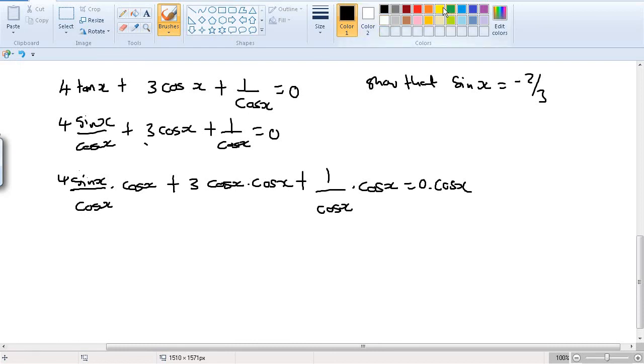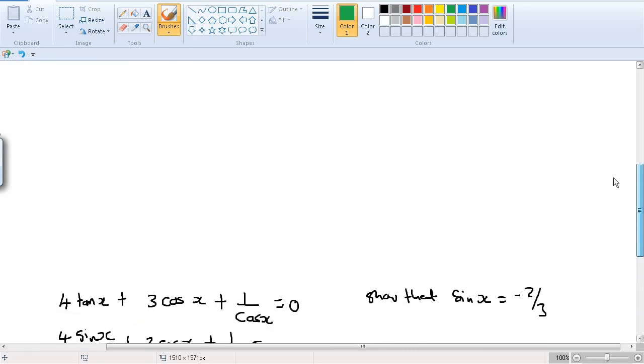From here you can see that cos x and cos x cancel out, so we have 4 sin x plus 3 cos x times cos x, that's cos squared x, plus, cos x here and cos x here cancel out, plus 1 equal to 0, because 0 doesn't change.